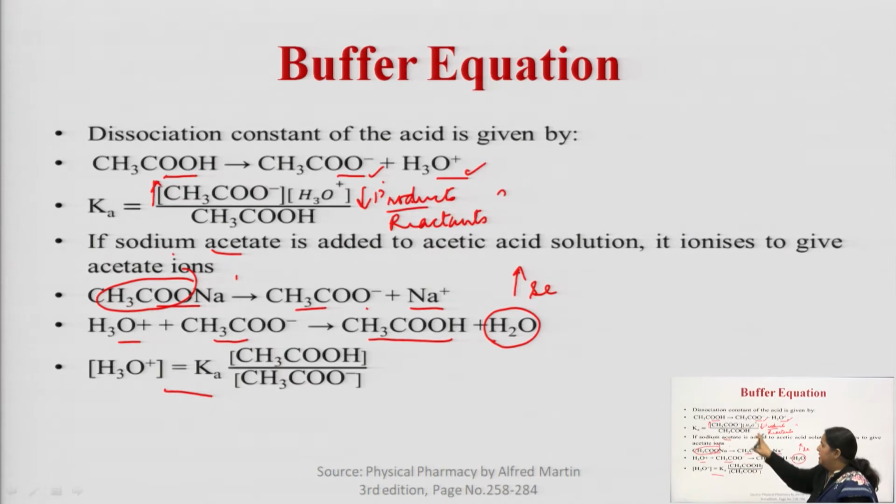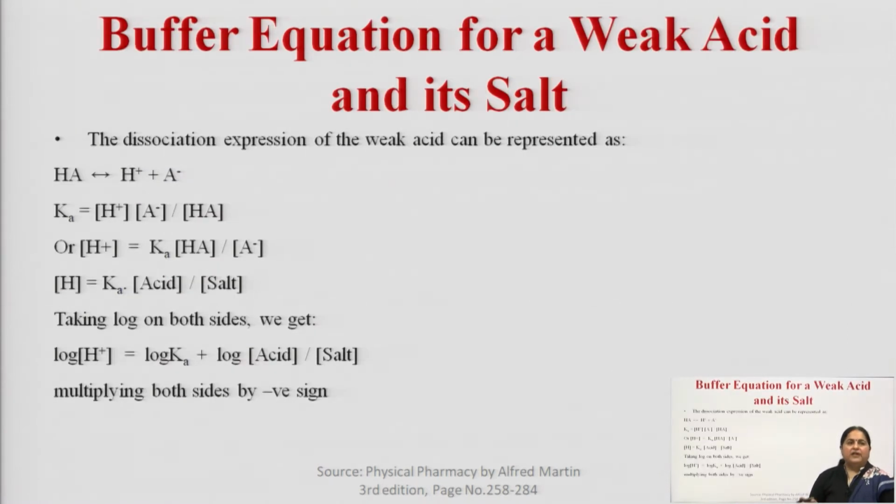so we have basically rearranged the equation and written it. So, we have taken the hydronium ion concentration here, and Ka times acetic acid concentration upon acetate ion concentration. So, basically this is represented as this. So, the buffer equation for a weak acid and salt is being expressed in a different nomenclature.